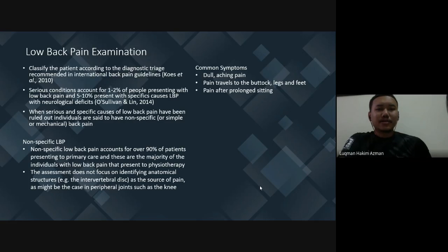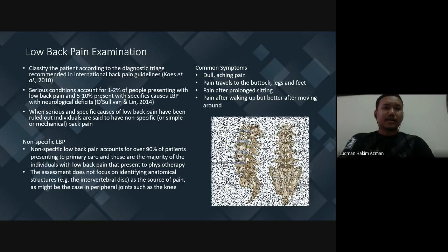And the next one is pain after waking up, but it usually goes away after moving around. Many patients experience low back pain after waking up first thing in the morning. And after getting up and moving around, the symptoms are relieved. This symptom may be caused by stiffness due to a long period of rest and decreased blood flow to the low back area. Next.